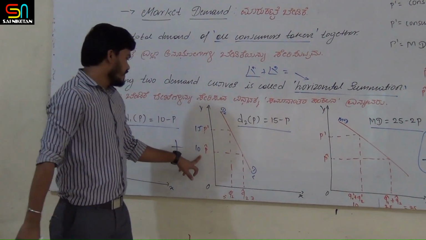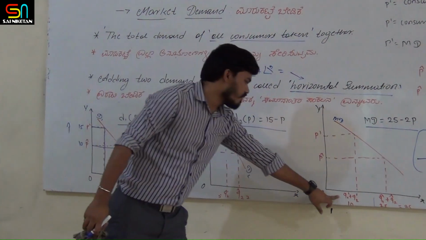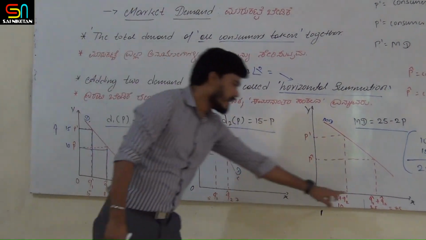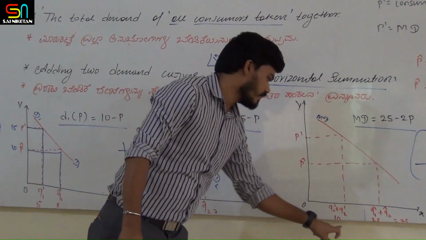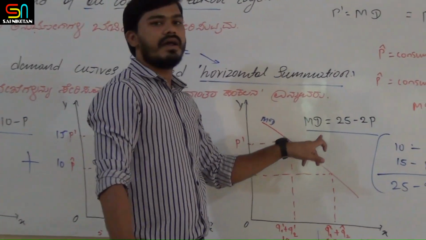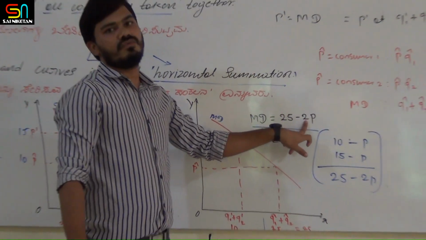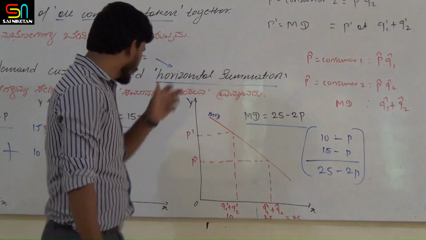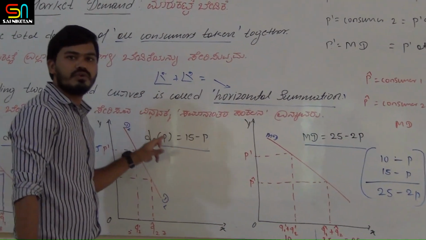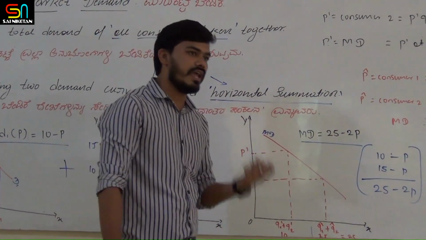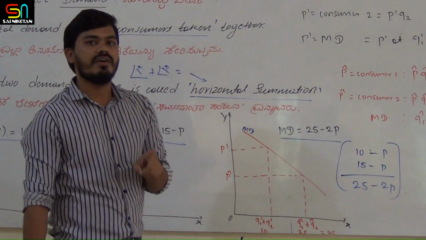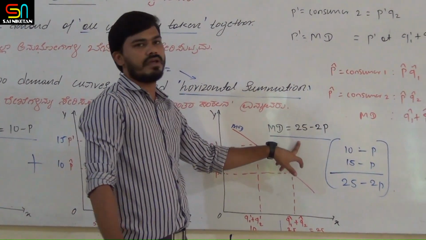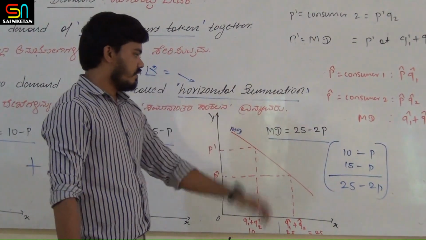For the 10 rupees price, we have Q1 dash and Q2 dash. For the 15 rupees price, we have Q1 cap as well as Q2 cap. So finally, in the market, 25 minus 2P is the market demand curve. It means individual 1 is there and individual 2 is there. Individual 1 prefers 10 and individual 2 prefers 15. If you add 10 plus 15, definitely you get 25 minus 2P as your market demand curve.